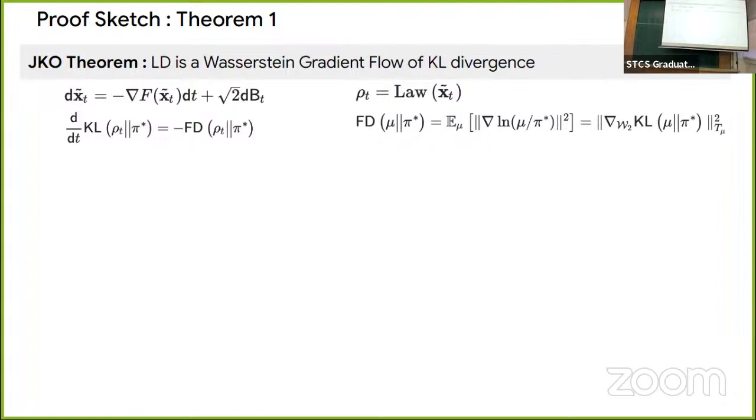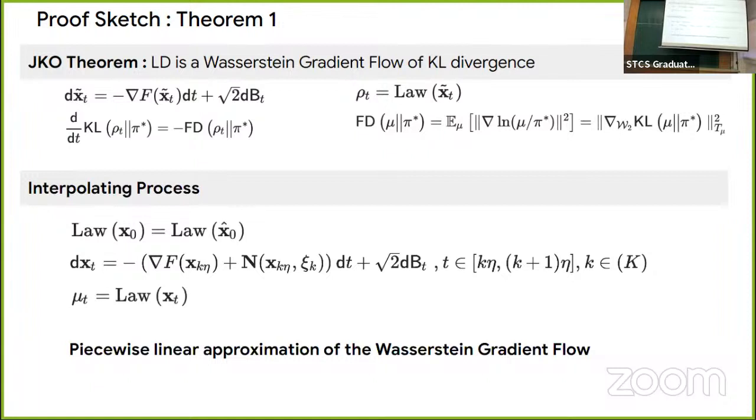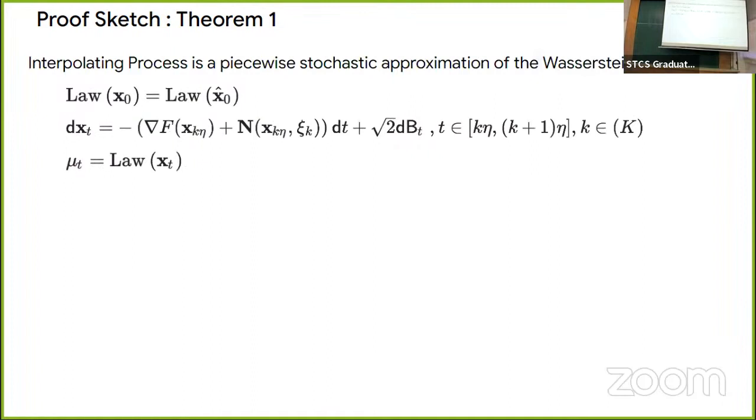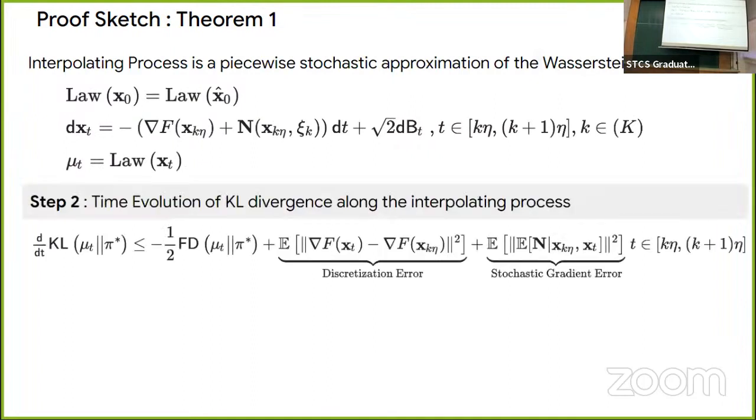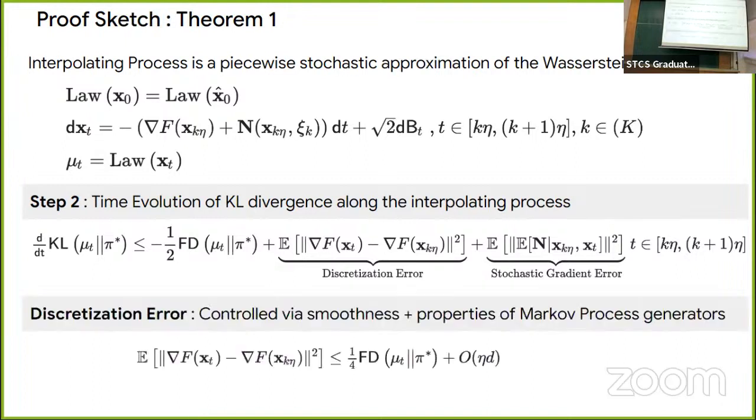The Jacobi theorem, which is reproduced here, says that dKL/dt is equal to minus the Fisher divergence for the interpolating process. We have a piecewise linear approximation, so we write a version of this. Here we can show that dKL/dt of mu_t for this linear interpolated process is minus half the Fisher divergence plus the discretization error, which is the error caused by using stale values, that is x_{k eta} instead of x_t. The next term is the stochastic gradient error, the conditional expectation of this noise given x_{k eta} and x_t. The discretization error is actually pretty easy to bound, and using Markov process generators, we can show that it is bounded above by the Fisher divergence. So this is not a problem.